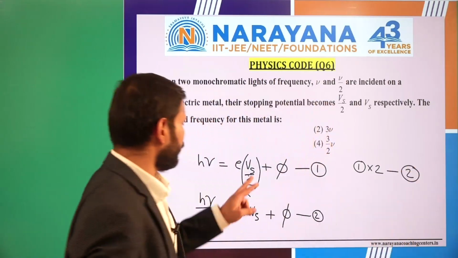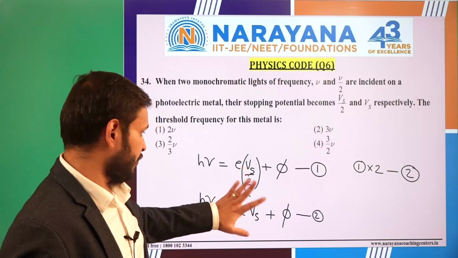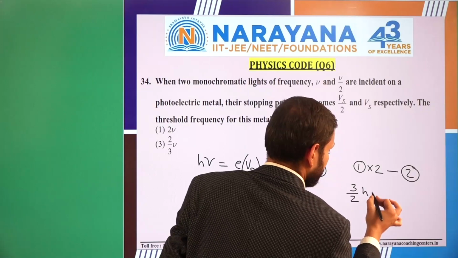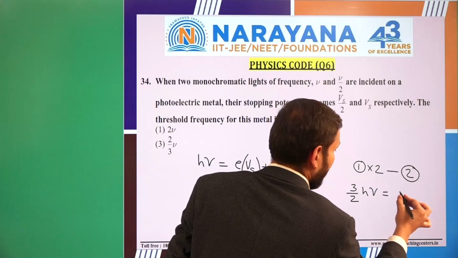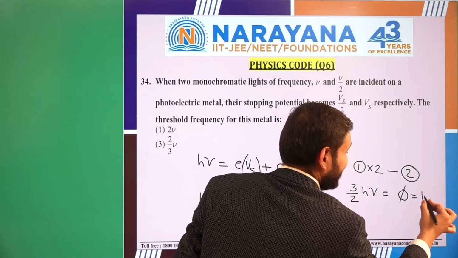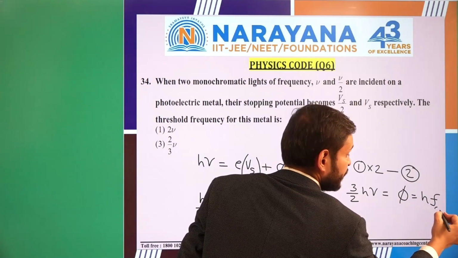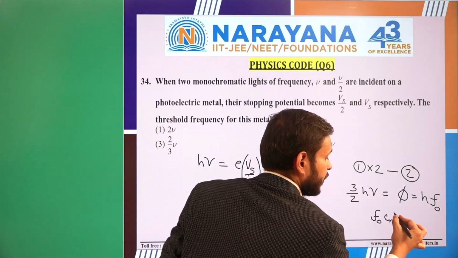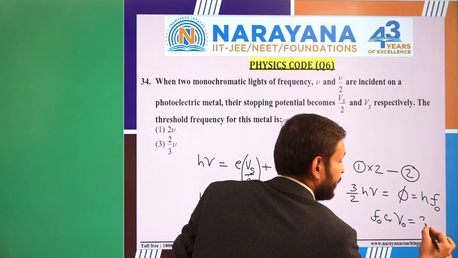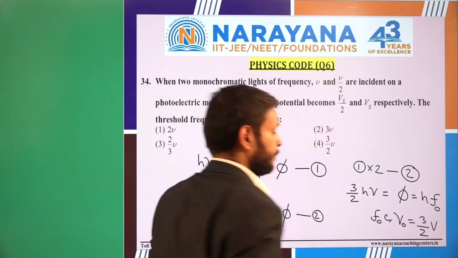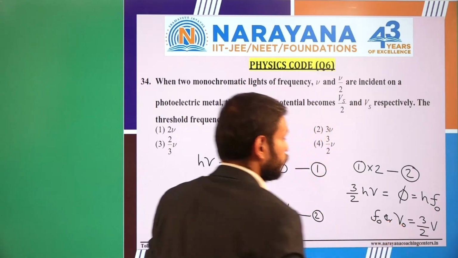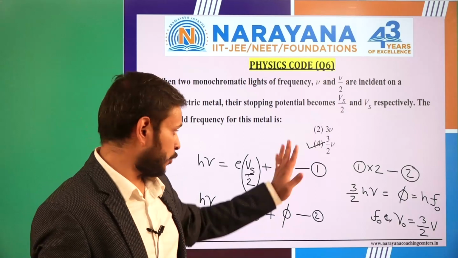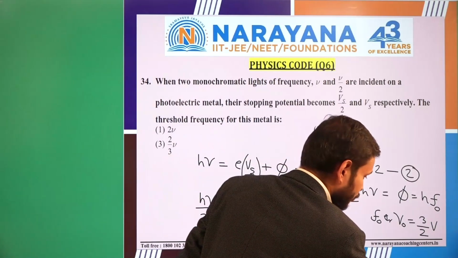Why we are doing this? We want to cancel this Vs, the EVs term over here. So if you solve it, you will get 3 by 2 H frequency is equal to phi, and we should know that H times this will be threshold frequency, that is f naught. So H will cancel out, and the threshold frequency, or we can say this V naught, will be 3 by 2 V, right? So 3 by 2 V, yeah, option number 4 is correct, 3 by 2 times. Now let's just move to the next question.